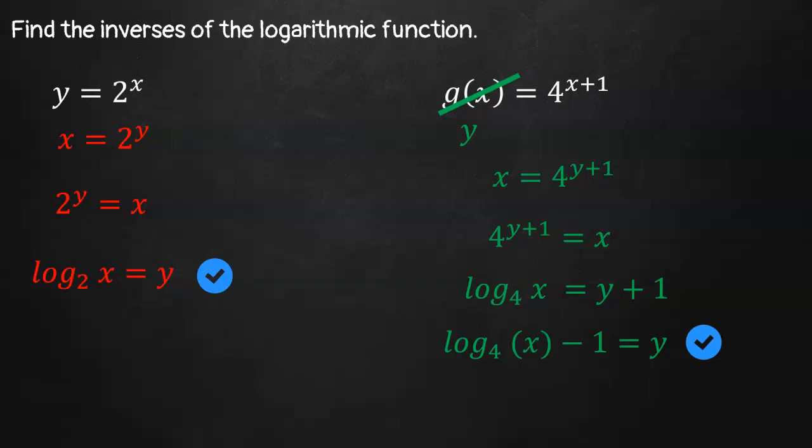Here I do put a parenthesis around the x just to make it clear that that 1 is not part of the argument. It's not part of that logarithm. It is separate. And again, you could put your notation as g inverse of x.